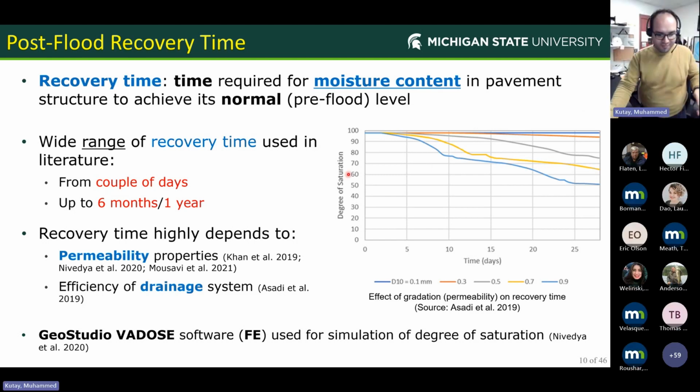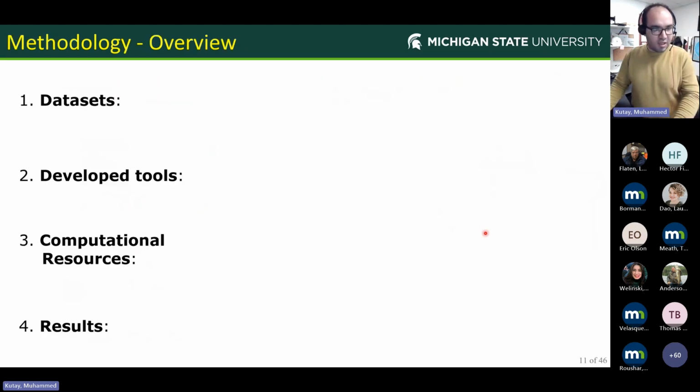Okay. Hello, everyone. So I'm going to continue on the presentation. From this point, we're moving to the methodology and the results of our study. In the methodology part, the overview includes the data sets that we are using, the tools that we developed, the computational resources, and the results.